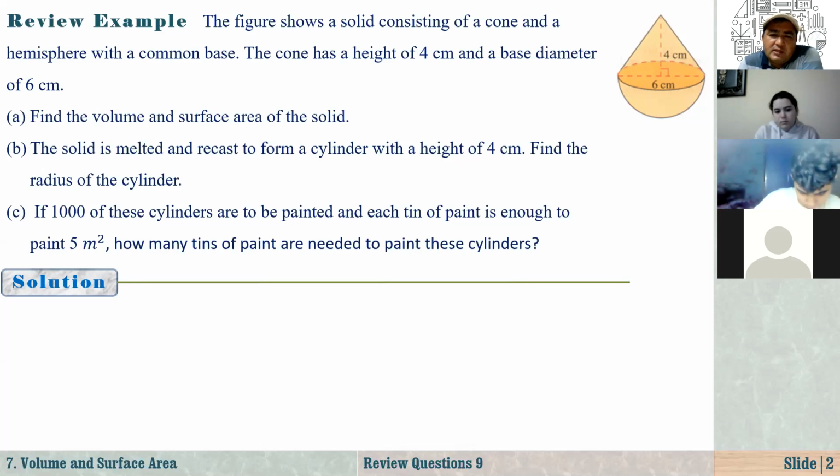So the figure shows a solid consisting of a cone and a hemisphere with a common base. The bases have the same, right? Just like a watermelon. I don't know, the cone, or maybe it's an ice cream upside down, something like that. So the cone has a height of 4 centimeters and a base diameter of 6 centimeters. Okay. Question 1, find the volume and surface area of the solid. And the solid is melted and recast and so on. Okay. So you have 5 minutes, try to solve this. And after that, we will discuss together. 5 minutes, time starts now.